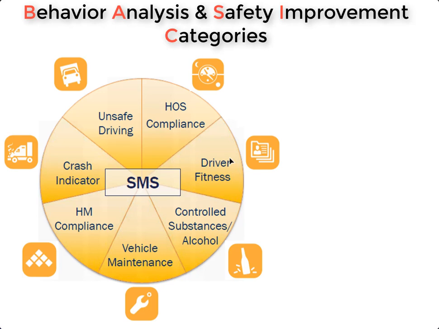The 7 BASICs used to collect measurable violations include unsafe driving, including things like speeding, reckless driving, improper lane changes, inattention, or no seatbelts. Crash indicator. This includes a history of crash involvement. Hours of service compliance, including non-compliance with hours of service regulations, including logbooks.